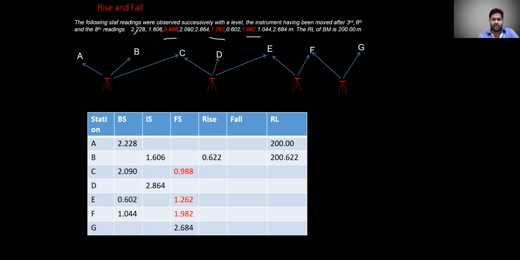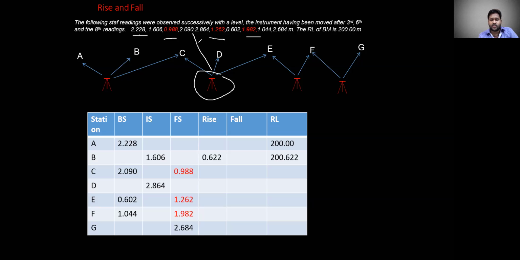So the first reading, 2.228, is the first reading of the instrument. 1.606 is not the last value of that particular instrument, so it is an intermediate sight value. Next, it is a red mark. The red mark is nothing but the value taken before shifting of the instrument, so that is treated as FS, the foresight. I have written it here. Again, we set up the instrument and take the value. That is the first reading of that particular instrument, so it is called backsight.